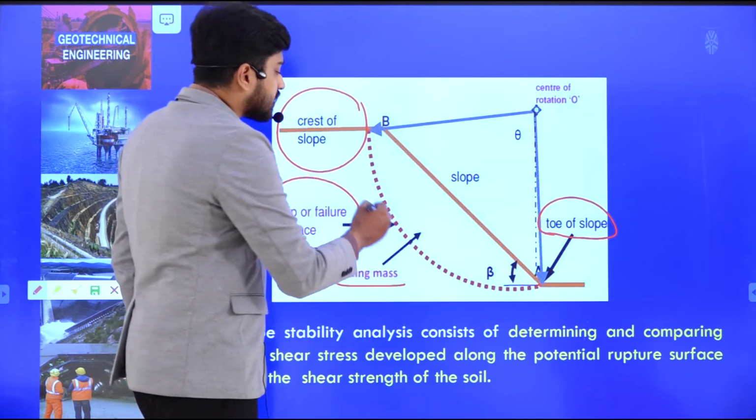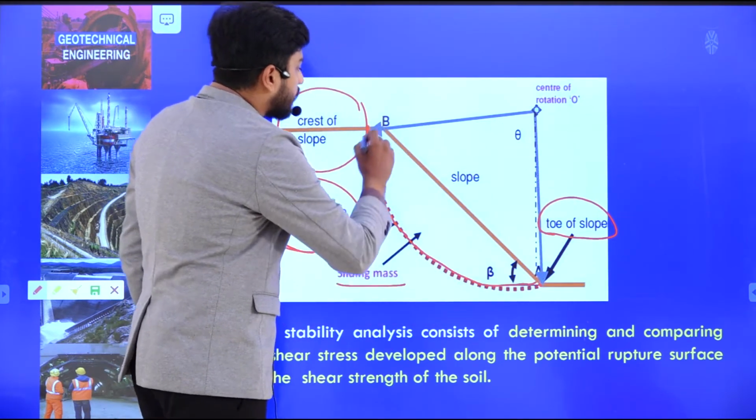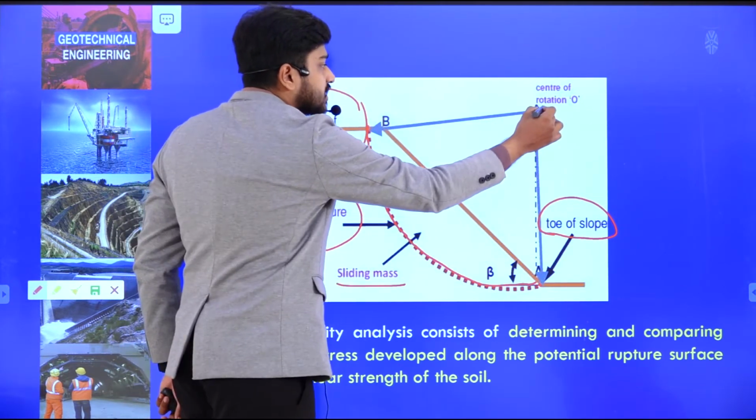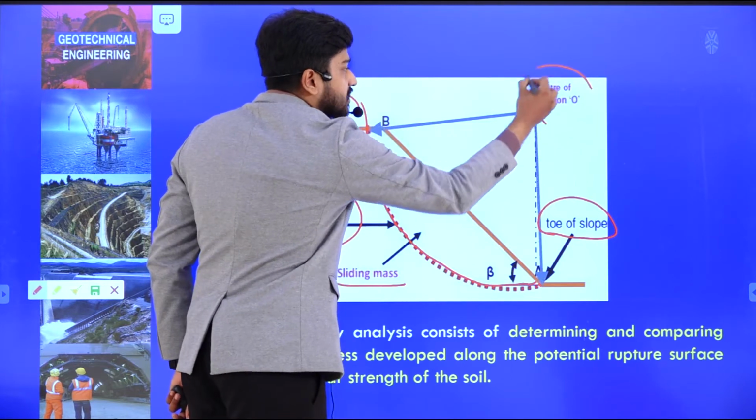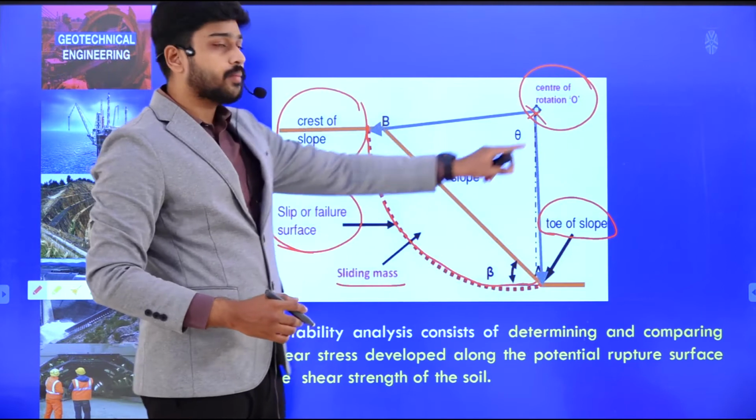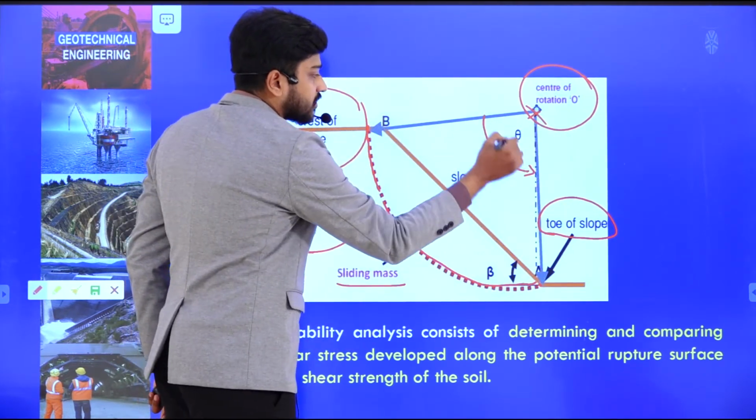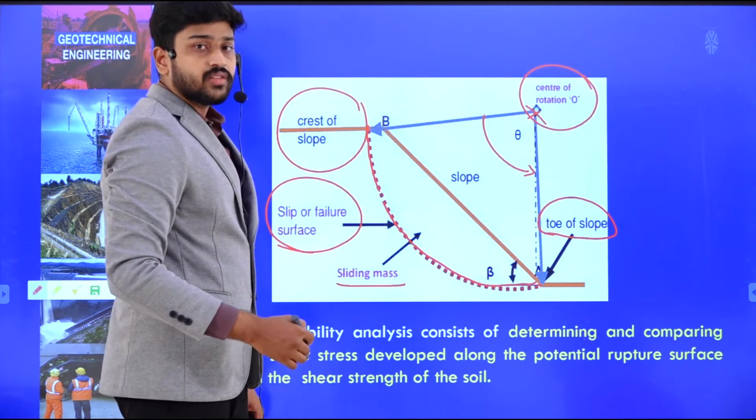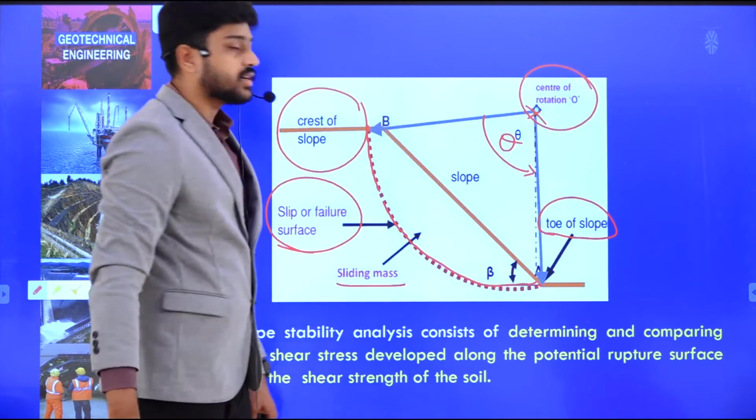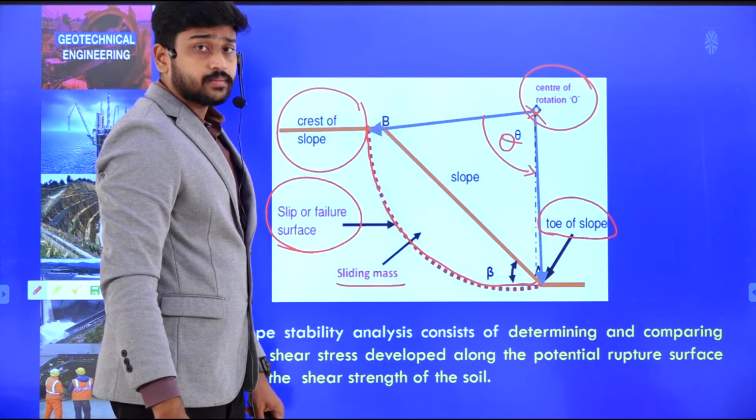If you consider this particular thing as one arc of a circle, then obviously it will have some center somewhere. If you consider this an imaginary center, this is known as the center of rotation. It is always denoted by O. And this angle, the sloping angle or the failure angle, is given by theta. So this is the terminology we need to understand.